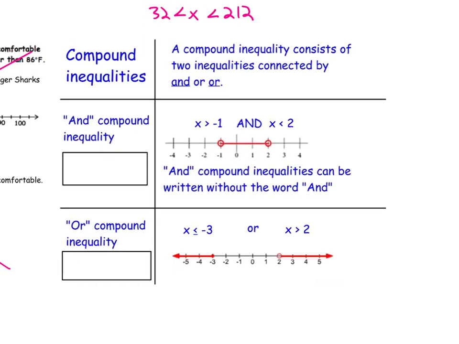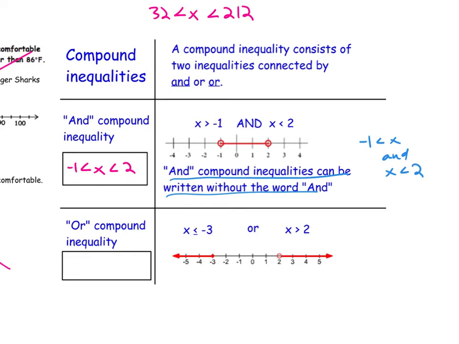and jump into our definition. So AND compound inequalities look like this. We want to say that X has to be greater than -1 and X has to be less than 2. Very commonly, we write them as one long phrase here, but you can also write it with the word and. So it looks like this: -1 has to be less than X, and X has to be less than 2.